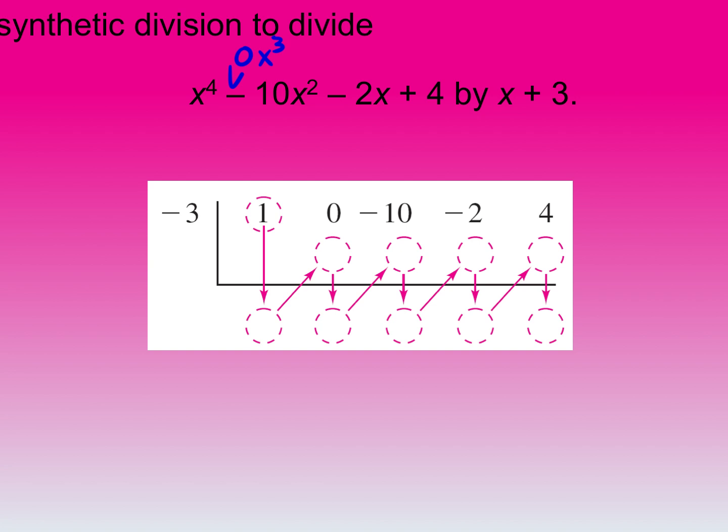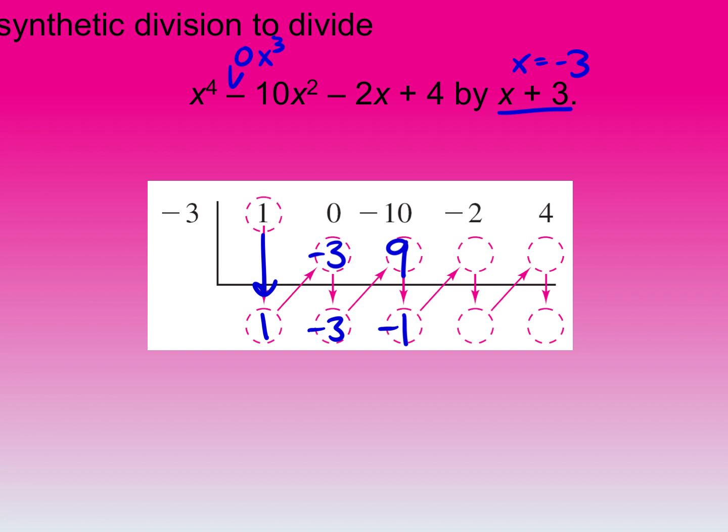All of our coefficients go inside the box, but you need to make sure you include any terms that you're missing. And then here we have x plus 3, so x would equal negative 3. Negative 3 goes outside the box. First step, once we're set up, we drop down the first number, multiply on the outside, so we get negative 3. Add on the inside. 0 plus negative 3 would be negative 3. Multiply on the outside. Negative 3 times negative 3 is 9. 9 minus 10 would be negative 1.